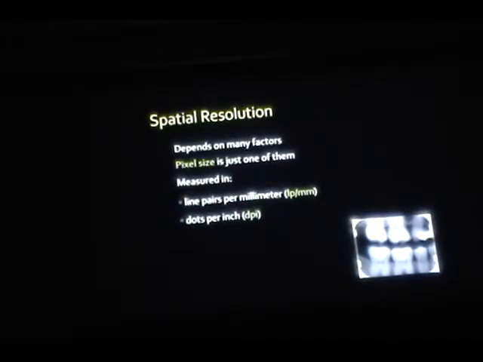So now, the spatial resolution is dependent on the pixel size. And we use a measurement when you are checking the lines, the measure as a guideline. That is lines per millimeter or dots per inch.